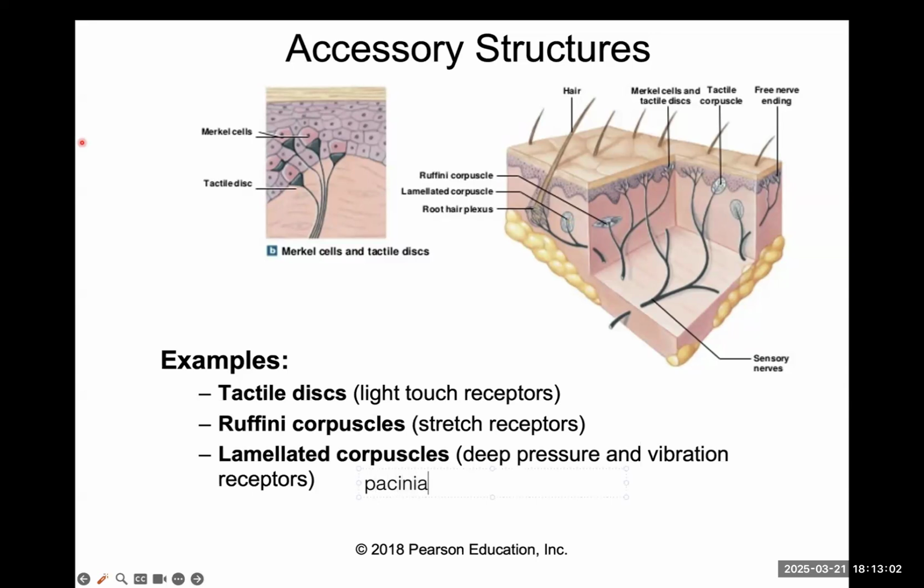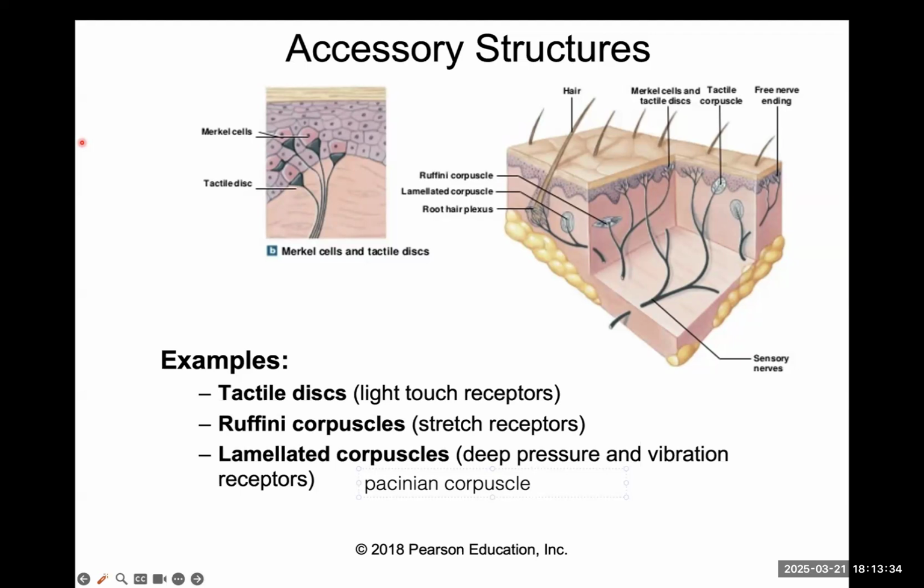Pacinian, actually, Pacinian corpuscle. And then some textbooks use Ruffini corpuscles, or they call them Pacinian corpuscles. So you need to know both. So you need to know all of these. If you don't know some of these and they're using them interchangeably, then you're going to have a hard time.